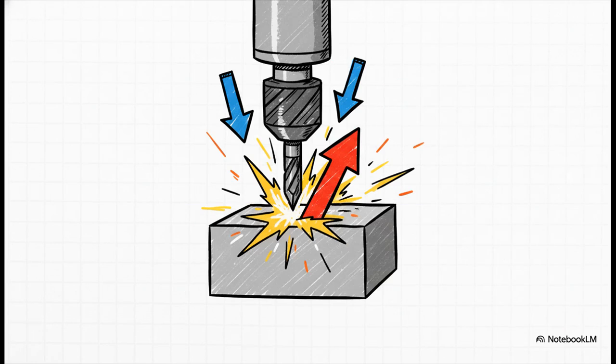It's the raw physical pushback a material gives when a tool tries to cut and shape it. And let me tell you, trying to master this force, that's one of the biggest challenges in all of manufacturing. It is the razor's edge between success and total failure.